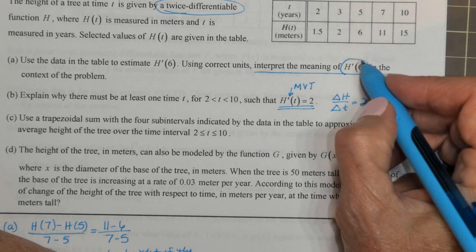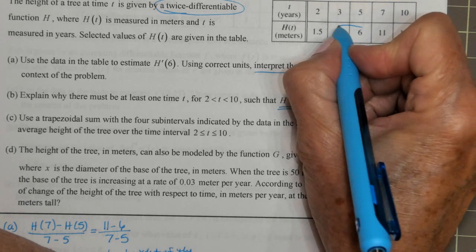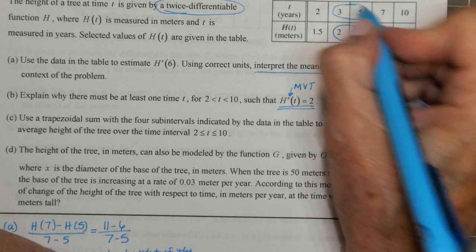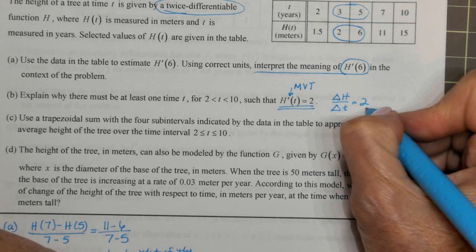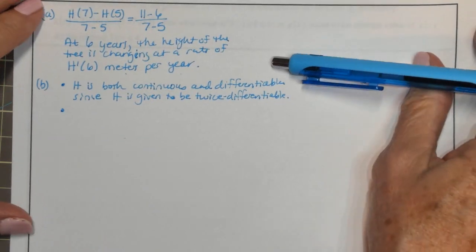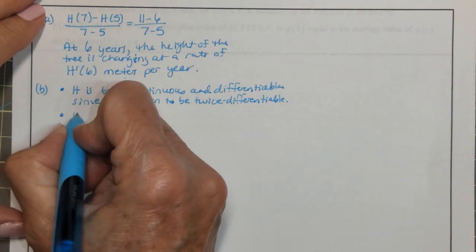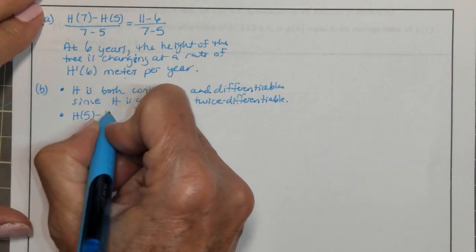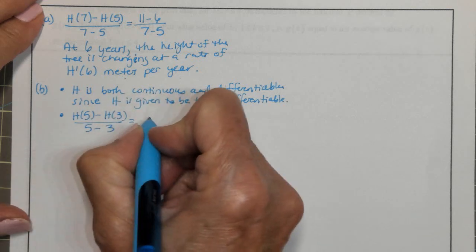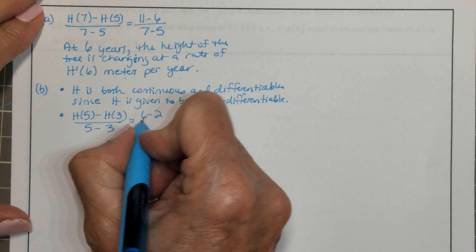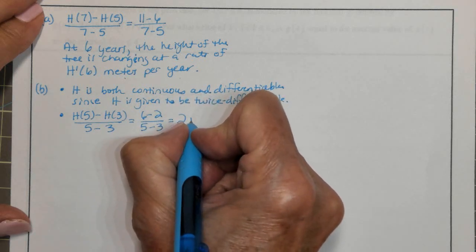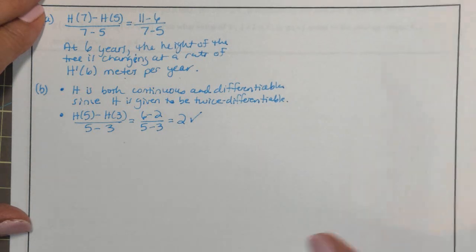Okay? I'm looking up here and I see it right away. 6 minus 2 is 4. 5 minus 3 is 2. 4 over 2 is 2. So I found it. So I'm just going to go write that down. H at 5 minus H at 3 over 5 minus 3 is 6 minus 2 over 5 minus 3, which is 2. I found it.